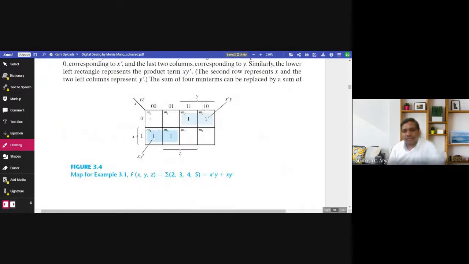And in the Karnaugh map, this is M0, M1, M2, M3, M4, M5, M6, M7. As per the function f of xyz equal to summation 2, 3, 4, 5, it gives logic 1 at these positions. So at M2, we are writing logic 1. M3, we are writing logic 1. M4, logic 1. M5, logic 1. At the rest, nothing is mentioned, which means it is logic 0 there.